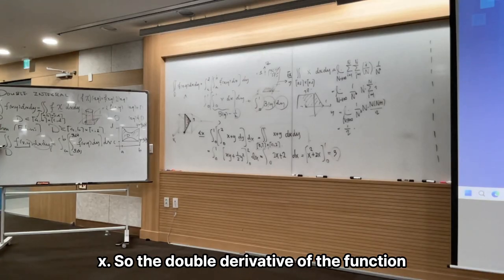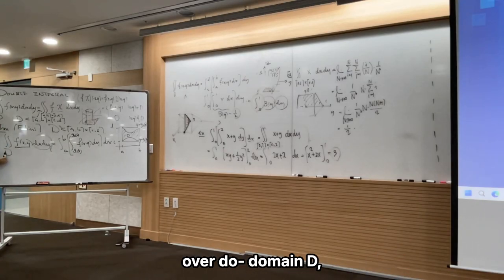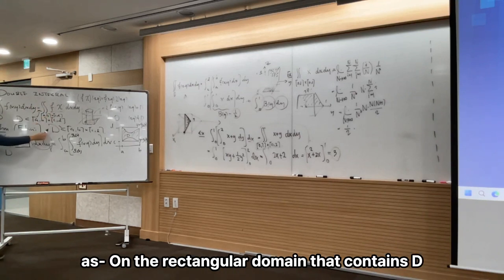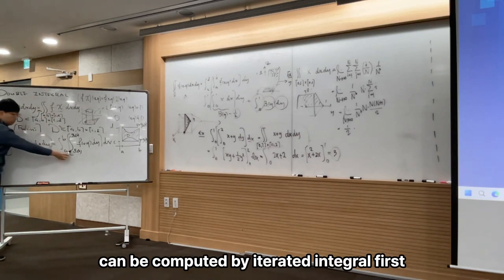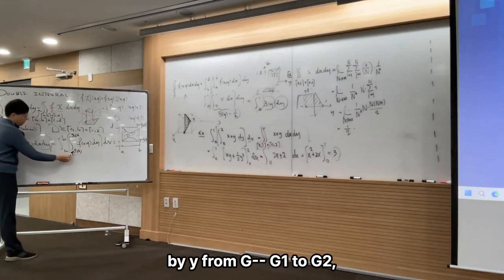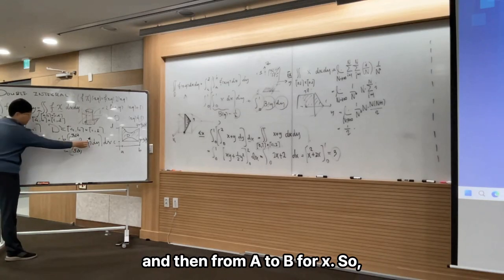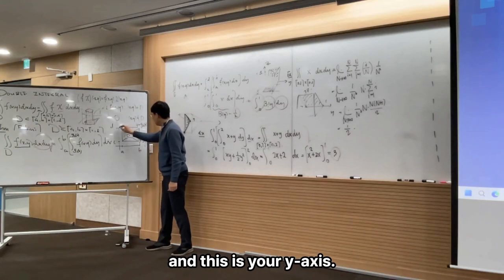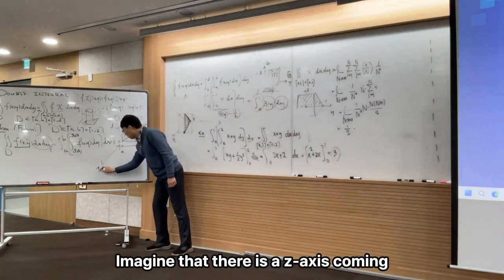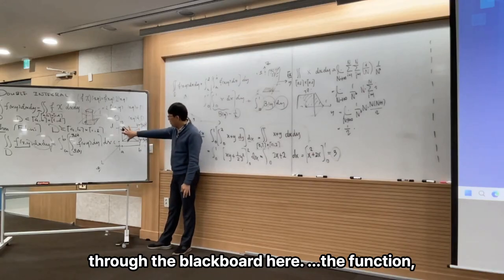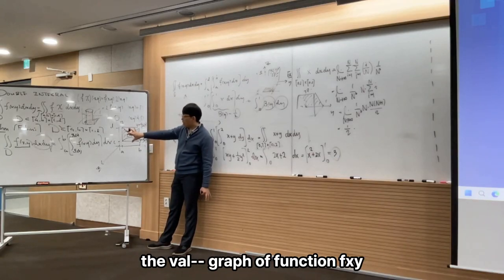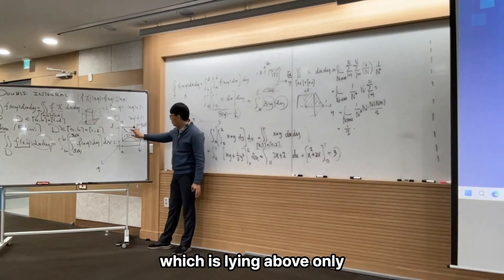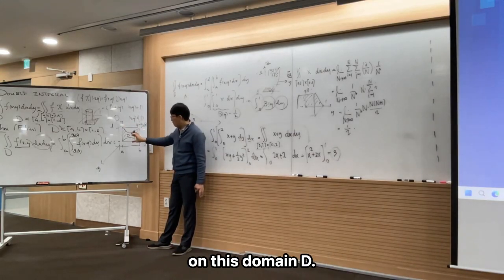So the double integral of the function over the domain D, which is originally defined in this way on the rectangular domain that contains D, can be computed by an iterated integral, first over y from g1 to g2, and then from A to B for x. So this is your x-axis, and this is your y-axis. Imagine that there is a z-axis coming through the blackboard here. The graph of the function f(x, y) is lying above this blackboard. You want to find the volume under this graph, which lies above only this domain D.